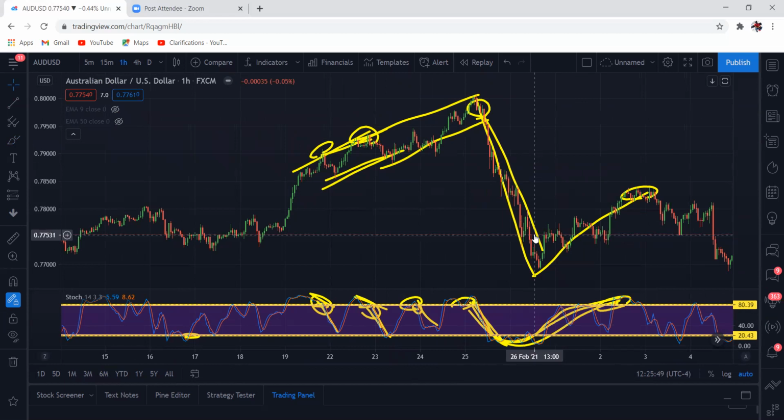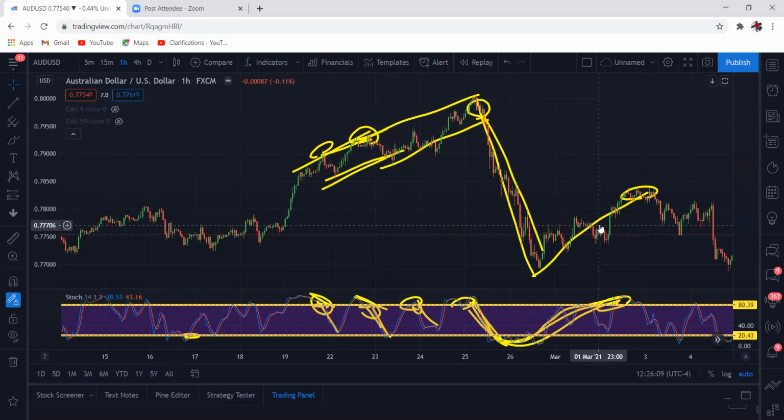I used to do that all the time. As soon as it was above 80, I would start selling. Below 20, I would start buying, and I would lose. So you want to prevent yourself. Again, I want to see every time price goes overbought or oversold, is it breaking that previous?